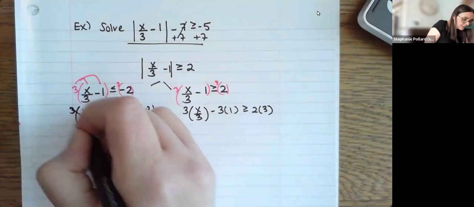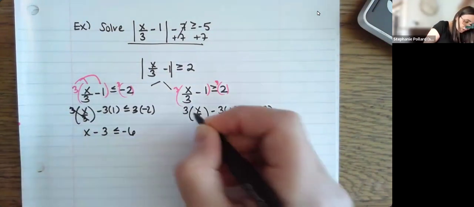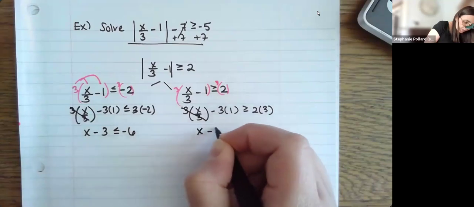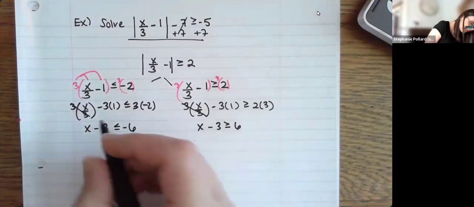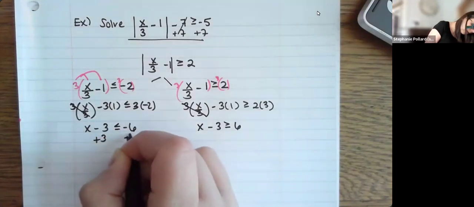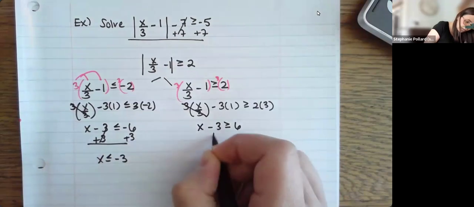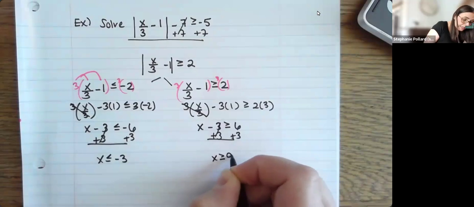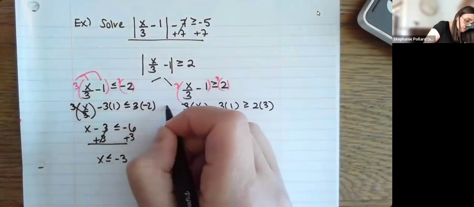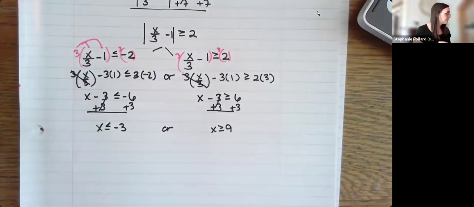Here my 3's cancel. So I have x minus 3 is less than or equal to -6. Over here I have x minus 3 is greater than or equal to 6. And then now in each case, I'm going to go ahead and add 3. So I have x is less than or equal to -3, and x is greater than or equal to 9. Now, I didn't write it in up here, although I should have. These are OR problems, right? So when we're going in this direction, this is an OR example here.